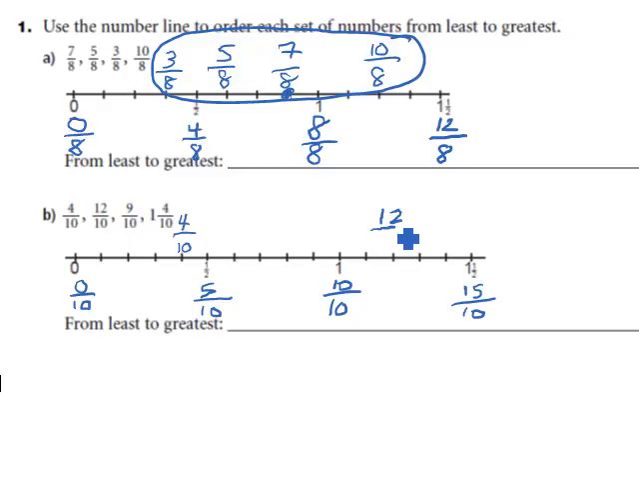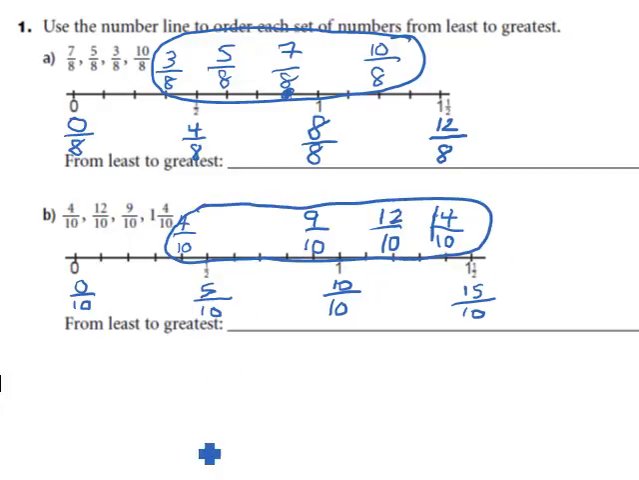12 tenths, very easy, 10, 11, 12 tenths. Oops, pen does not cooperate. 12 tenths. And then 9 tenths would just be back over here, 9 tenths. And where does 1 and 4 tenths fit in here? Well, here's 1 whole, and 4 tenths, 1, 2, 3, 4, also known as 14 tenths. Right up here, 14 tenths, or 1 and 4 tenths. Okay, so now here's our order: 4 tenths is the least, then 9 tenths, 12 tenths, and 1 and 4 tenths.